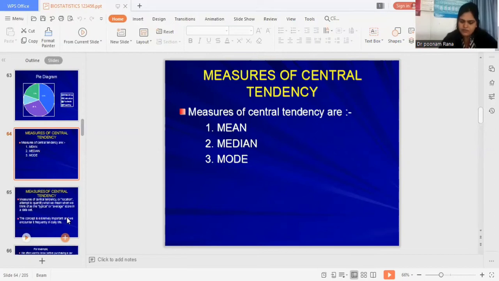The most common measures of central tendency used in dental sciences are mean, median, and mode. Mean means the arithmetic mean, median is a positional estimate, and mode is based on frequency.